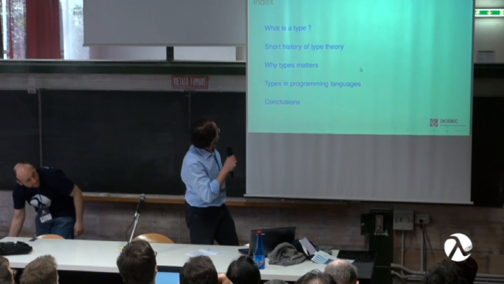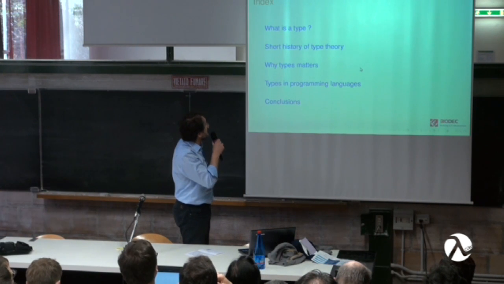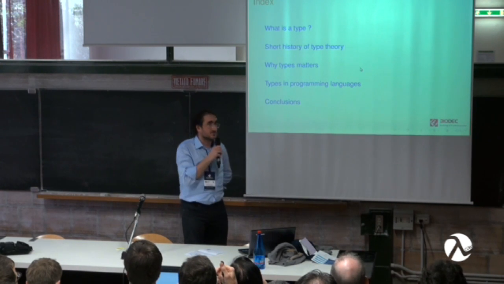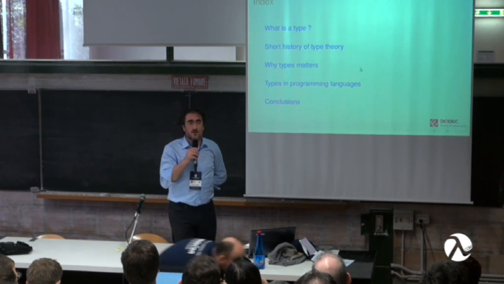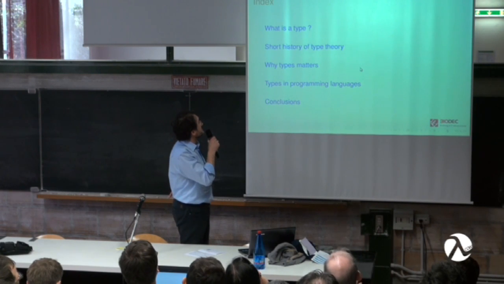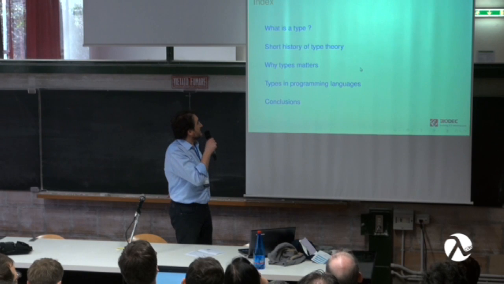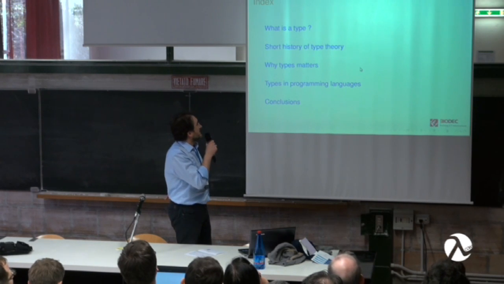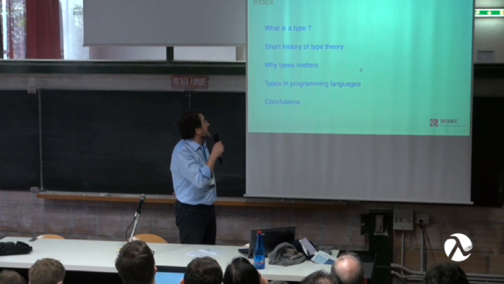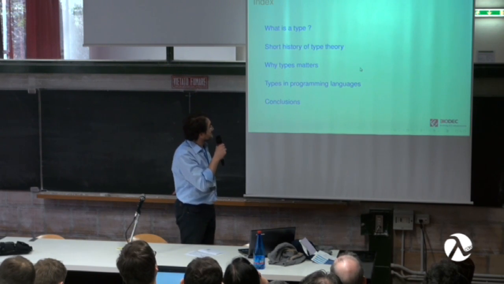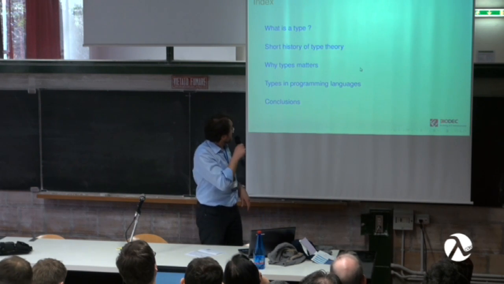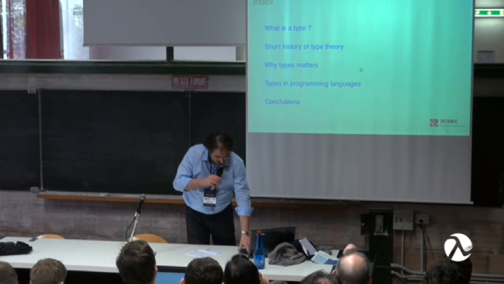And this is the outline of the talk. We'll get into an informal description of what is a type, a very brief history of type theory, and then we get to the main topic of the talk, that is why I think that types matter, and what the status of type systems in modern programming languages is.